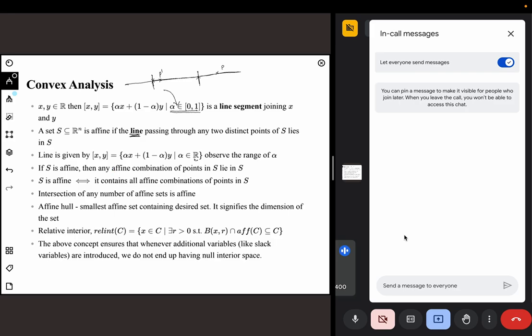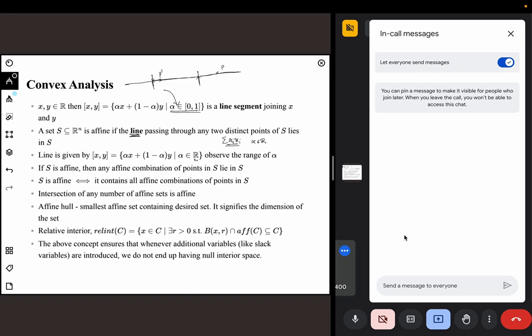An affine combination is basically, you take something like this. If you have points xi, this is called an affine combination, with weights belonging to R. Just take the weighted summation of all the points, and whatever point you get is still going to lie in the set.